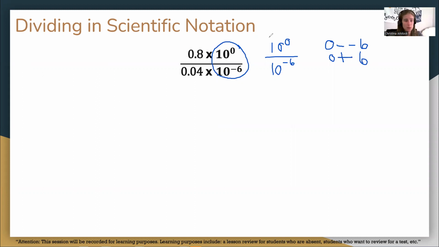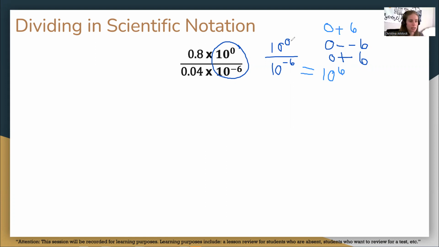If you use keep, change, change, you keep the first number the same, change your subtraction sign to addition, and then change your second number to have the opposite sign. The opposite of a negative 6 is a positive 6. Looky there. Two ways to look at it, same result. 0 plus 6 would be 6, meaning 10 to the 6th is what we get when we divide those.